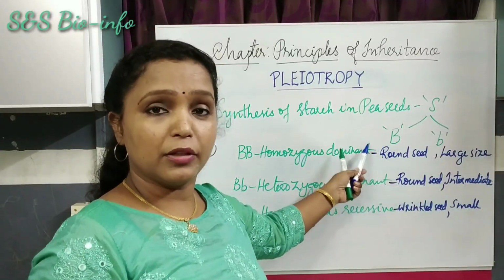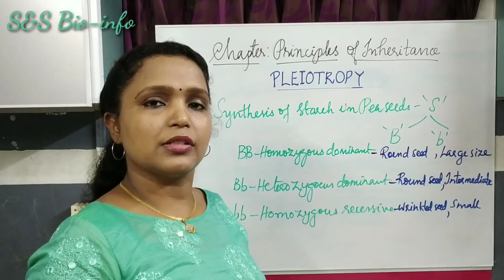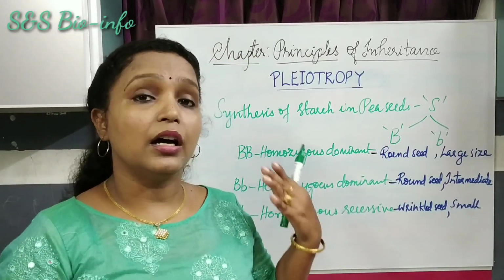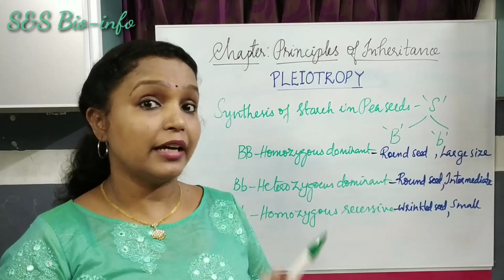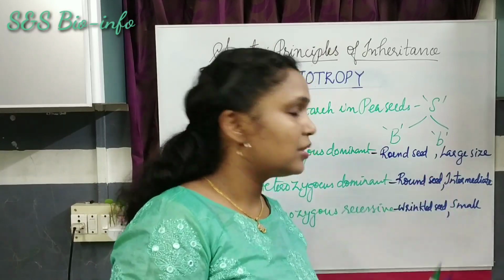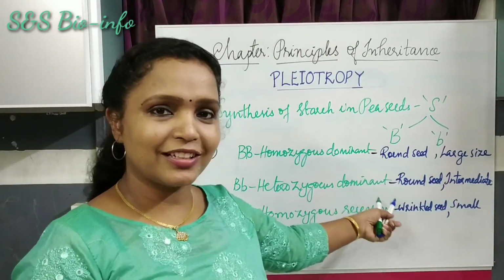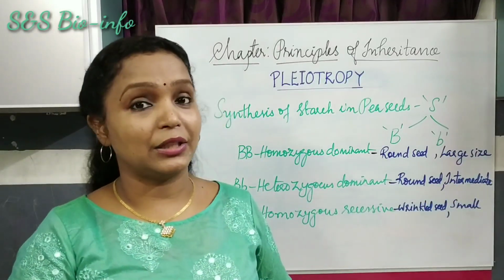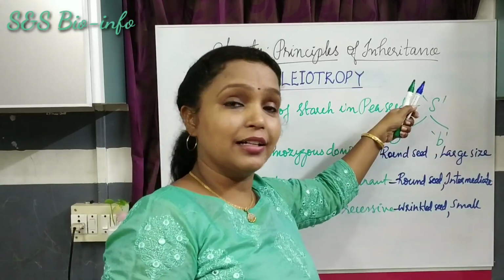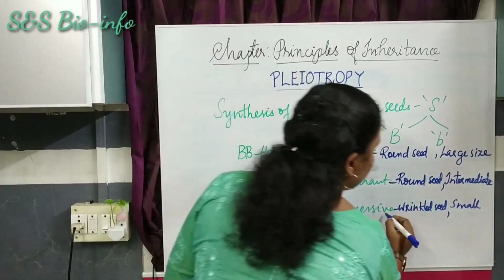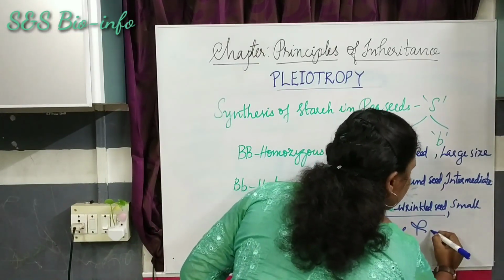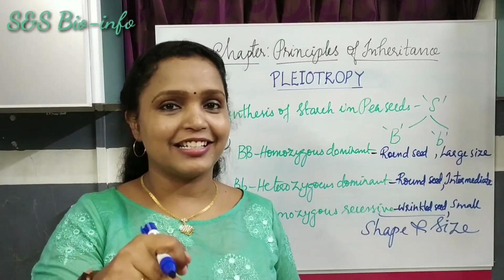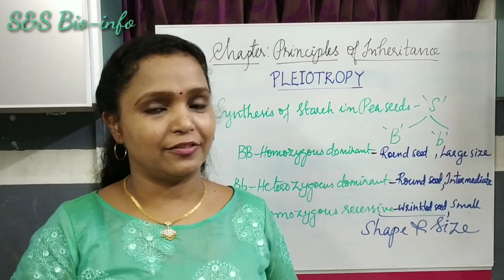Here the capital B, the dominant allele, controls the dominant character, and the recessive allele b controls the recessive character. Here the round shape is dominant over the wrinkled shape, which we have already studied in Mendelian inheritance in pea seeds in dihybrid cross. Then the large size is dominant over the small size. What did you observe here? The shape of the seed and the size of the seed are both controlled by a single gene. That means a gene controls more than one effect. That is the meaning of pleiotropy or multiple gene effect.